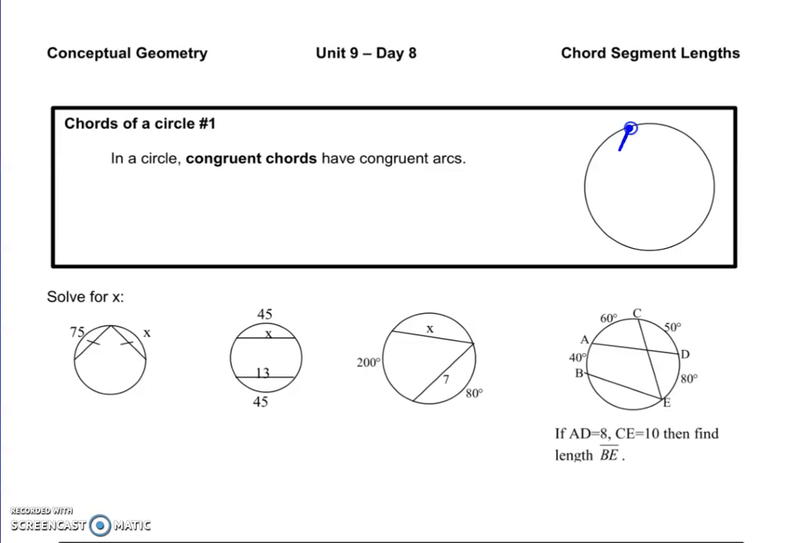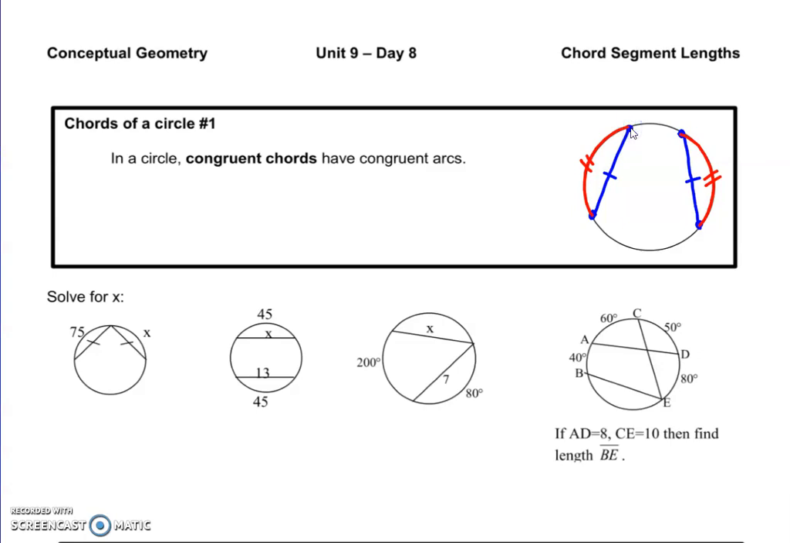So what I'd like you to do, as best you can, is sketch two chords that are roughly the same length. So what this theorem says, if you've got two chords that are congruent, which means equal, then their arcs are also equal or congruent. We don't know what they are, but we know that they are equal.